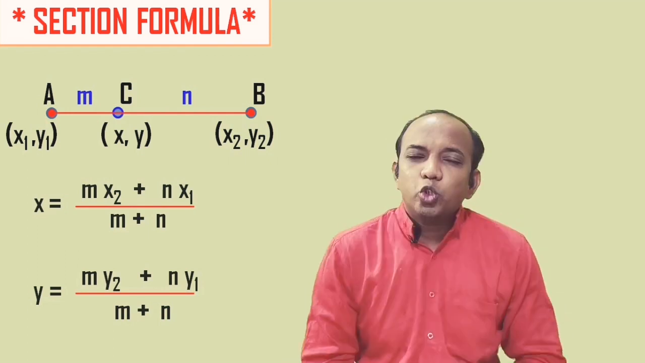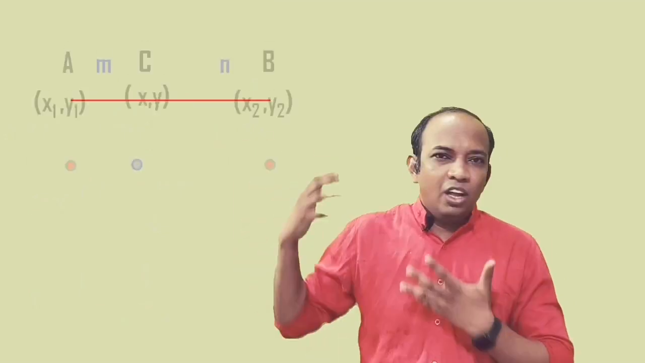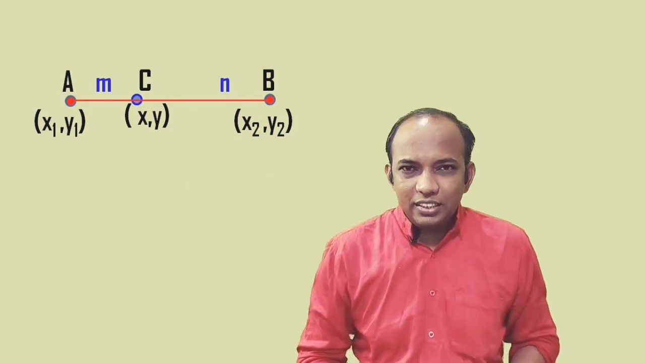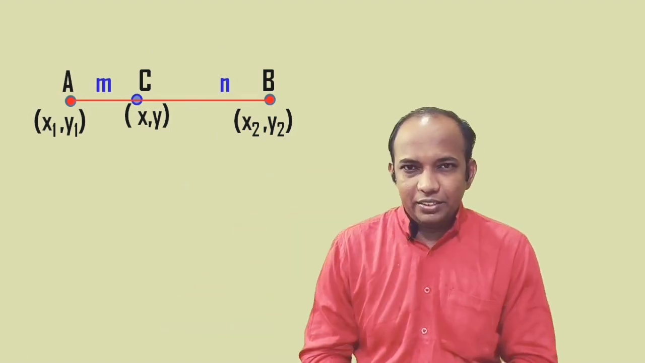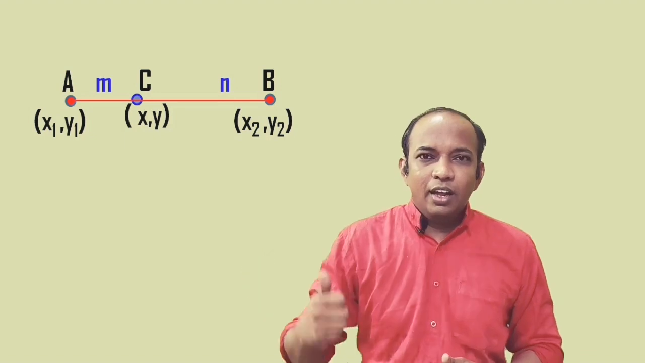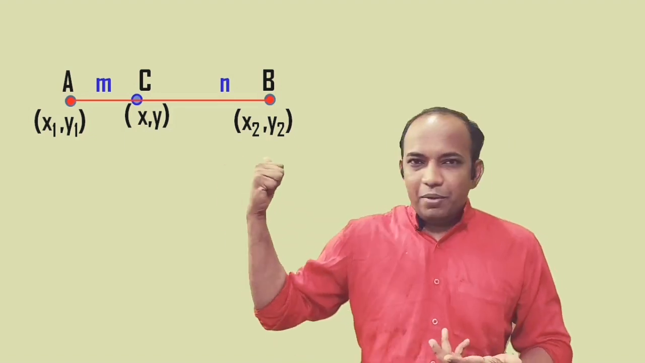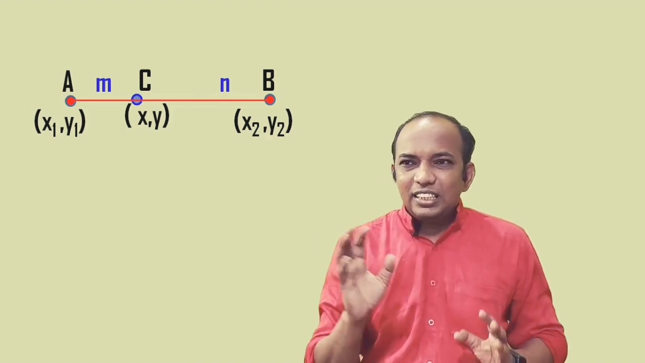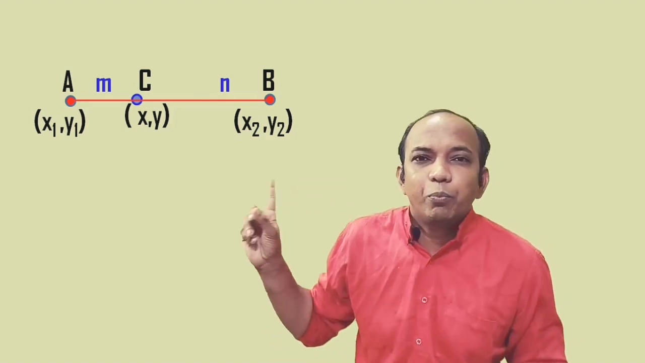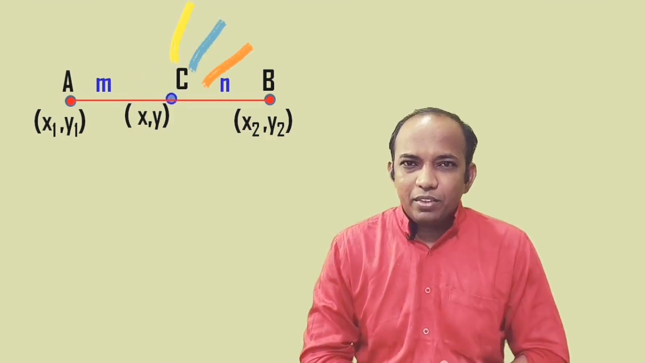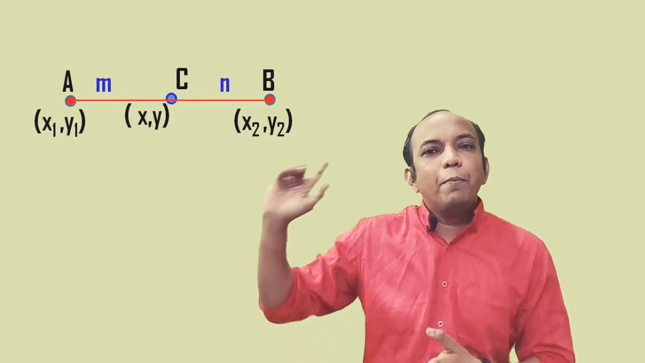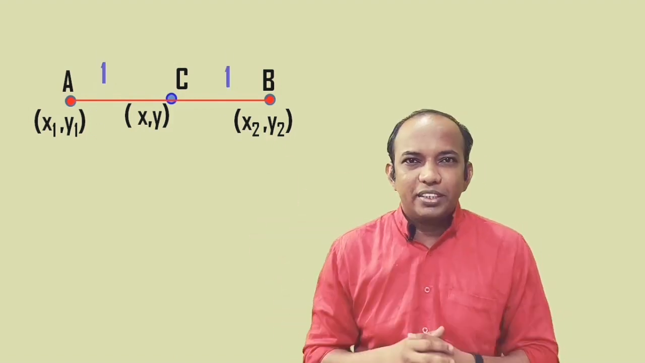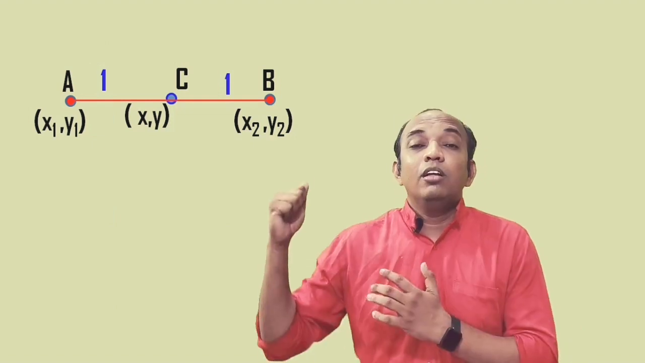Now consider one more situation here: points A and B with the same coordinates x1, y1 and x2, y2, where the ratio of the division is m is to n, and the coordinates of C are again x and y. Now what happens if C is exactly the midpoint of AB? At that time the ratio m is to n is nothing but 1 is to 1, because AC equals CB.